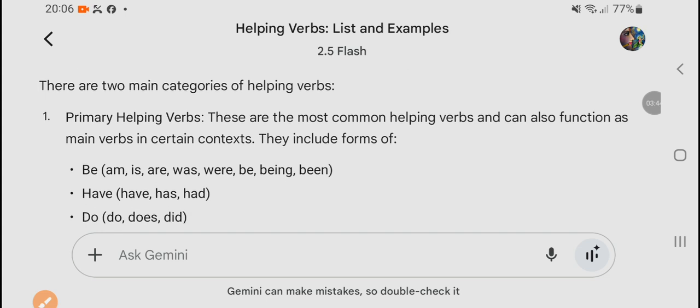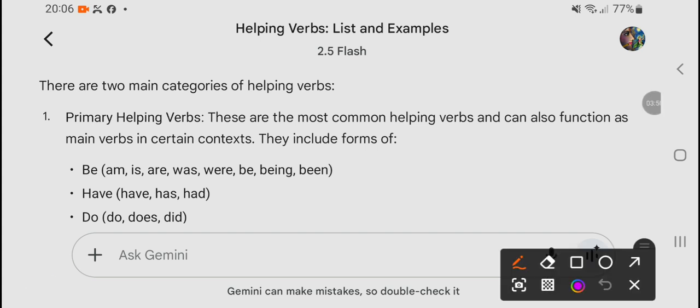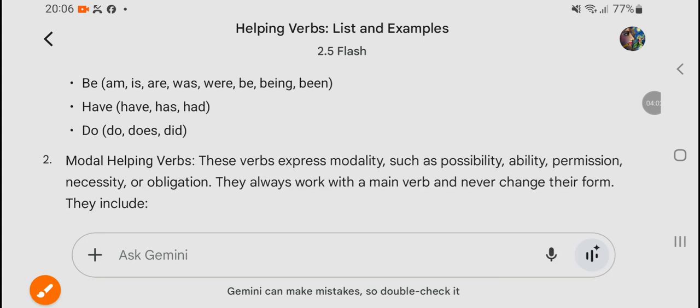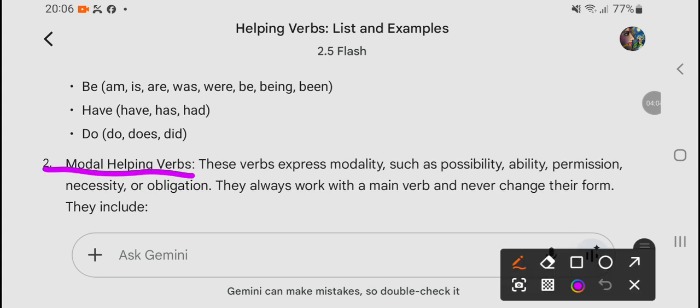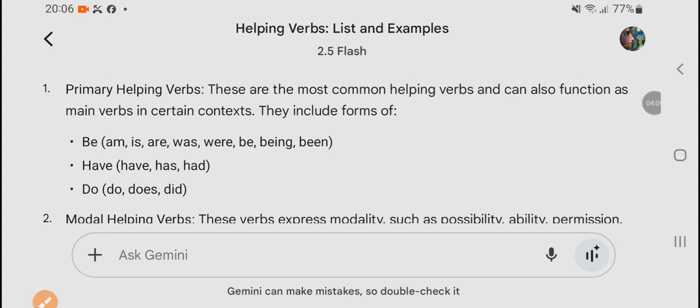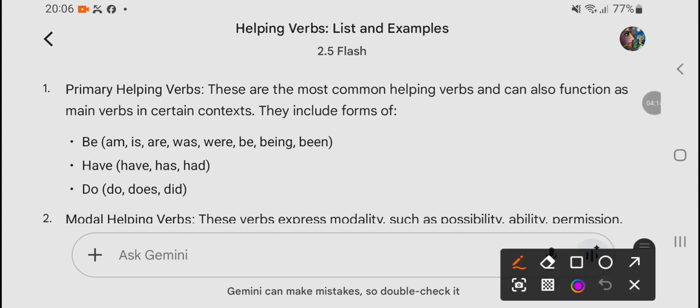Now there are two categories of helping verbs which we had discussed in the class, right? Number 1, primary helping verbs, and number 2, modal helping verbs. We had already discussed this in the class. So what are primary helping verbs? Primary helping verbs are the most common helping verbs and can also function as main verbs, right?